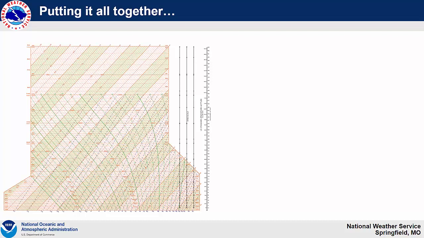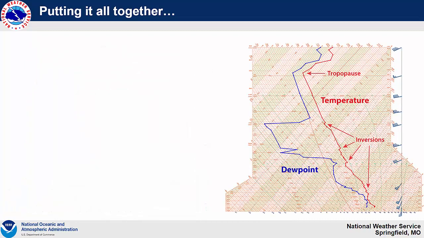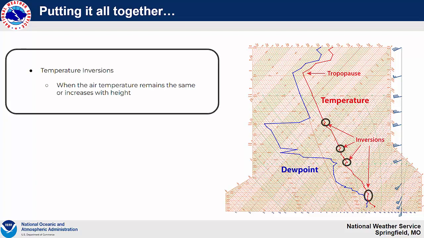And from these 2 lines, we can derive a lot of information that gives us a better understanding of what's going on in the atmosphere and can also help us understand what weather to expect. Now, these lines are the temperature lines, which is the red line, and the dew point temperatures, which is the blue lines.